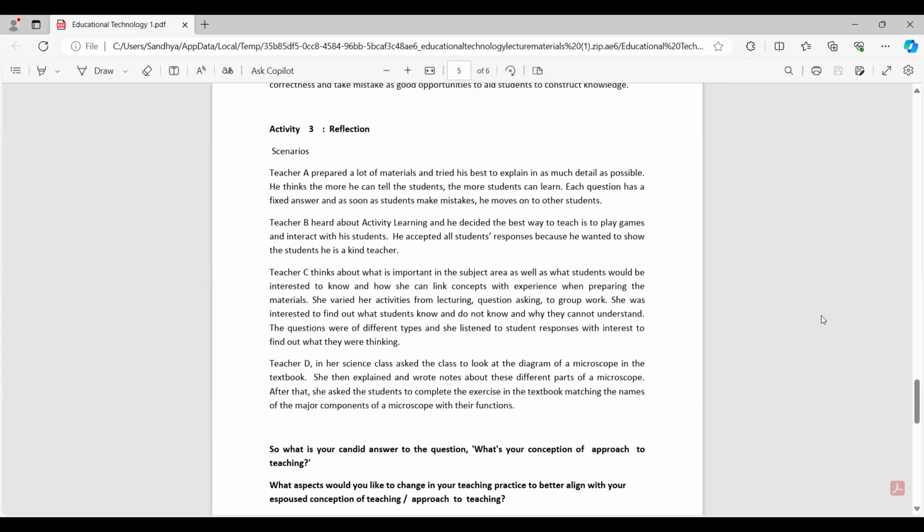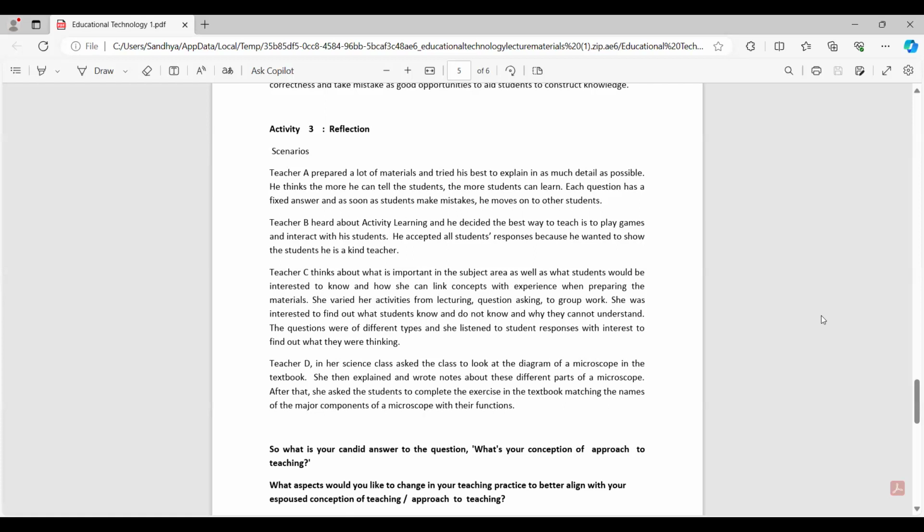One is the size of the class. The first criteria is the size of the class. Why? If you have about 100 students in the class, can you use a student-centered approach and get them to work in groups and cover new knowledge? Can you do that?